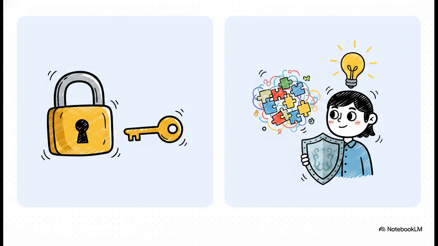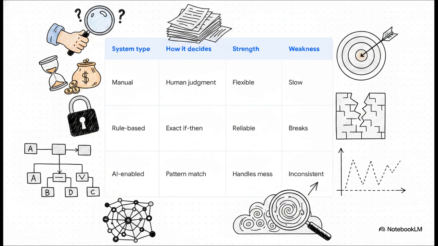So instead of demanding absolute, exact certainty before acting, AI uses probabilistic guessing. It basically estimates what a totally messy situation actually means. When we map this evolution out, there is a super clear progression. We start with manual work that relies on pure human judgment. It's incredibly flexible, but wow, is it slow and expensive. Then we move to rule-based automation, which uses exact if-then logic.